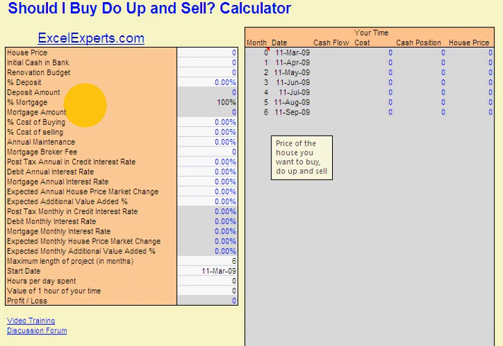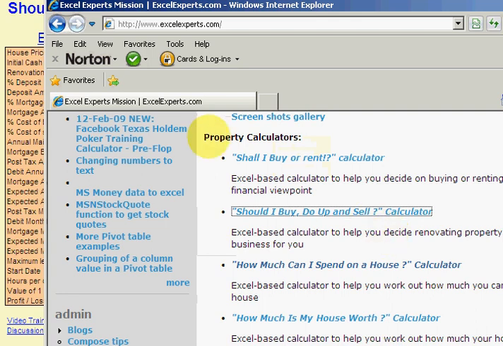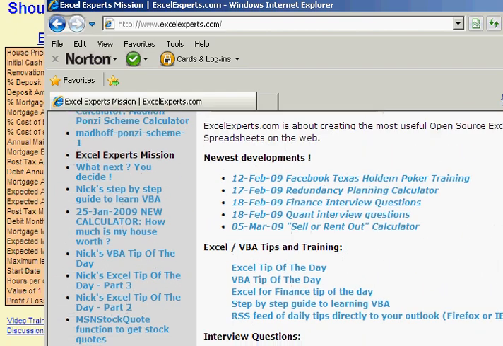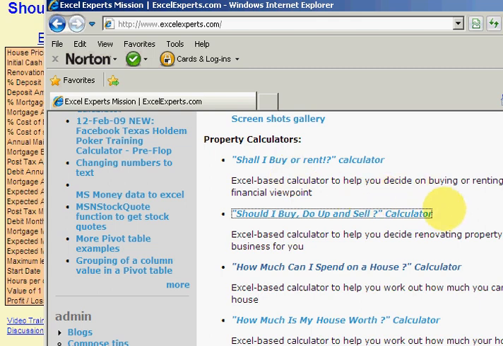So if you don't already have the calculator, you can get it from excelexperts.com, www.excelexperts.com, and on the main page you scroll down to the property calculators and there's this one, should I buy, do up and sell. Click on the link. You can download the Excel file.